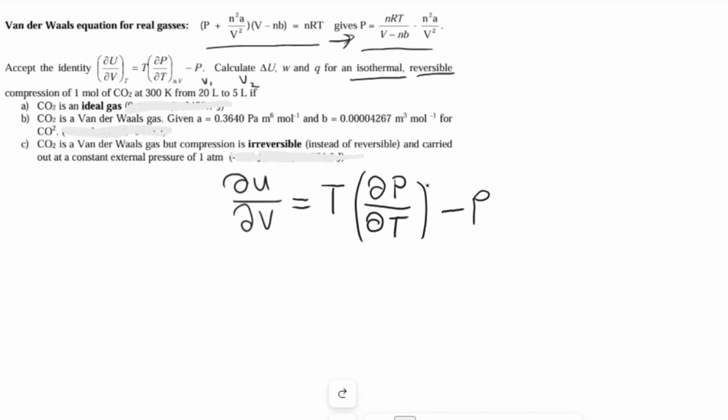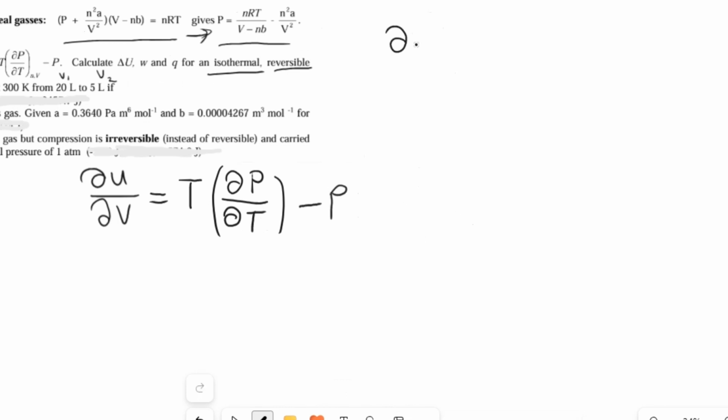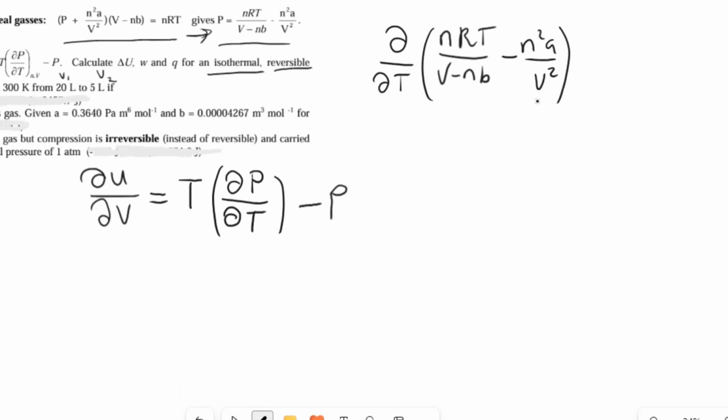Now let's simplify this part first. I want to differentiate pressure with respect to T. I didn't write P there because I want to replace this P with the van der Waals pressure, which is given by these terms here. So I'm going to write them down: nRT over V minus nb, minus n squared a over V squared. This is the same as what is in the bracket there, dP/dT. If I solve this successfully, I'm going to replace it with whatever that is.